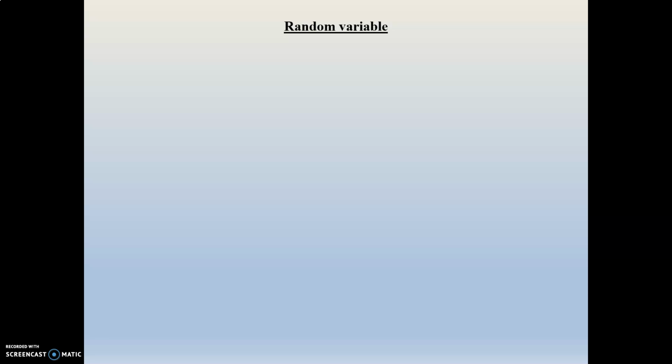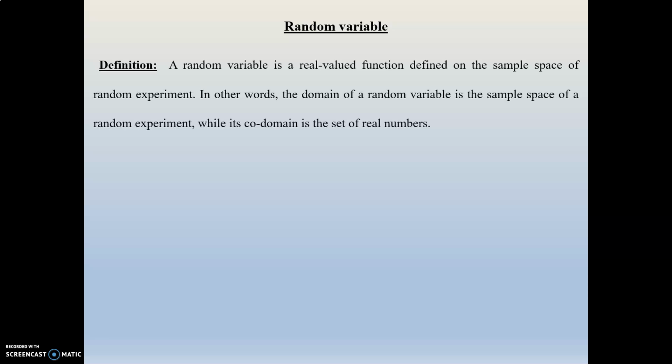So we'll discuss random variable. The definition of random variable: a random variable is a real valued function defined on the sample space of a random experiment. In other words, the domain of a random variable is the sample space of a random experiment. The domain is the sample space and its range, codomain, is the set of all real numbers, that you have to remember. So we can write random variable X from S to R. It's a function X from sample space S to the real numbers.